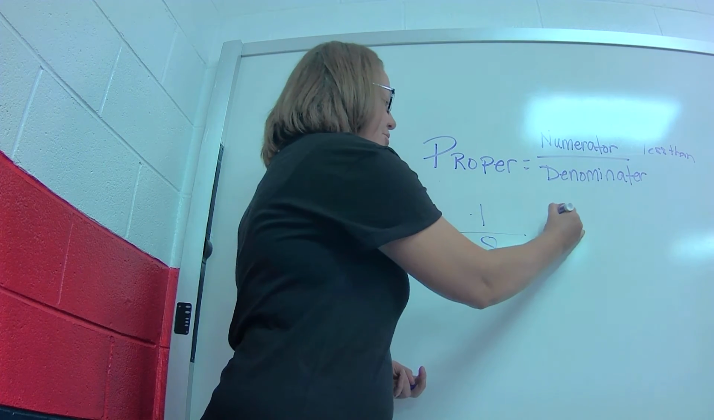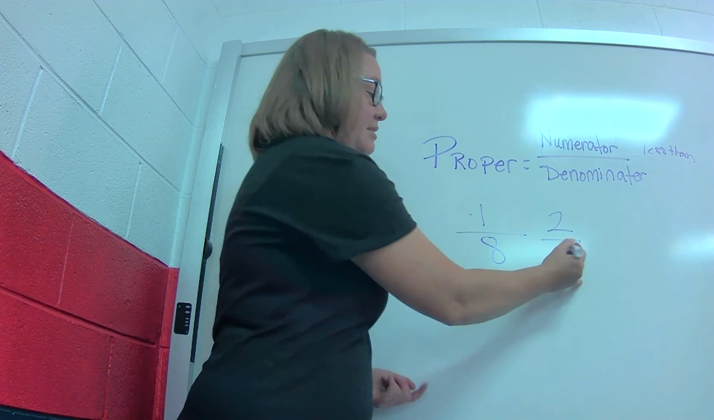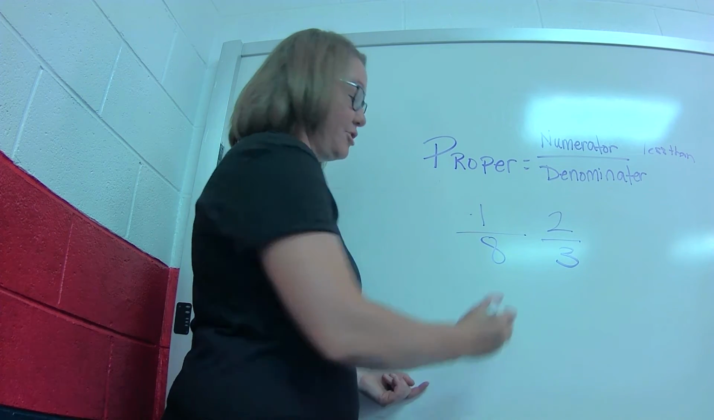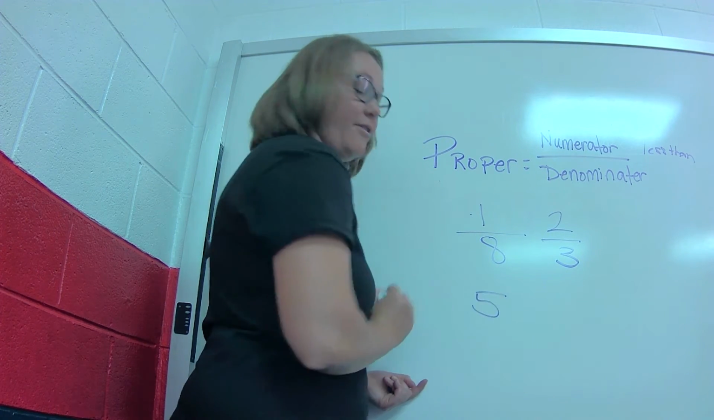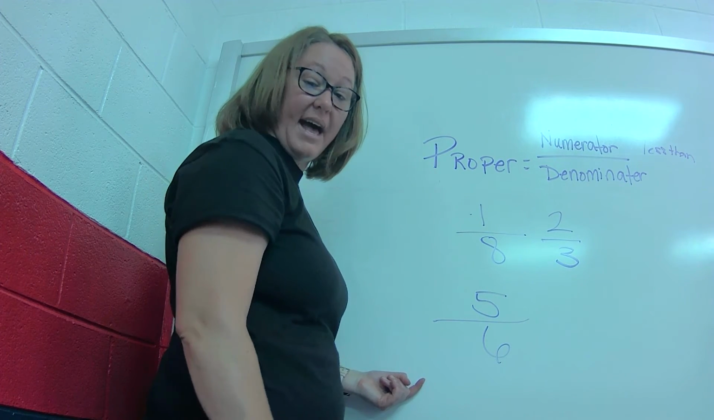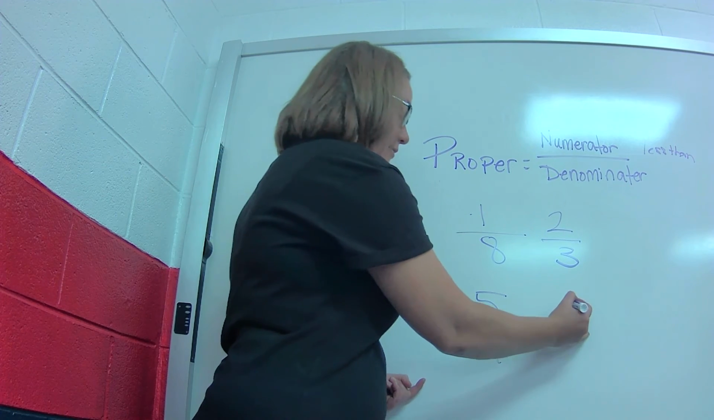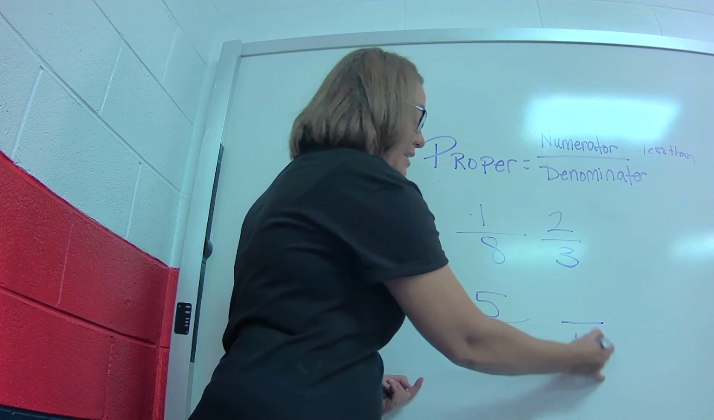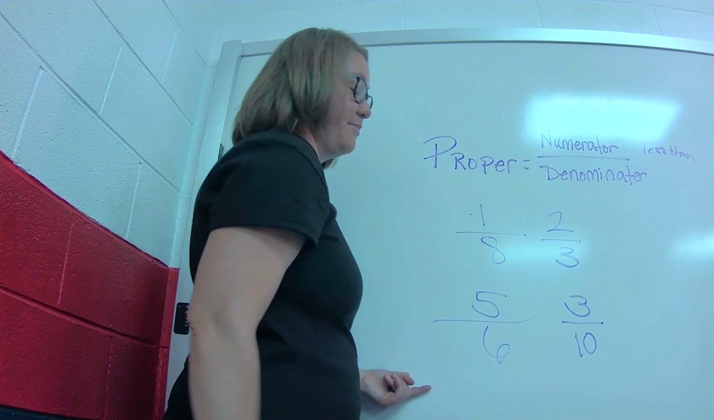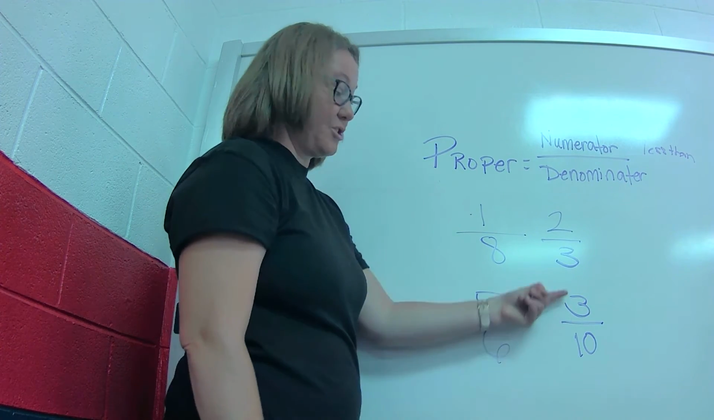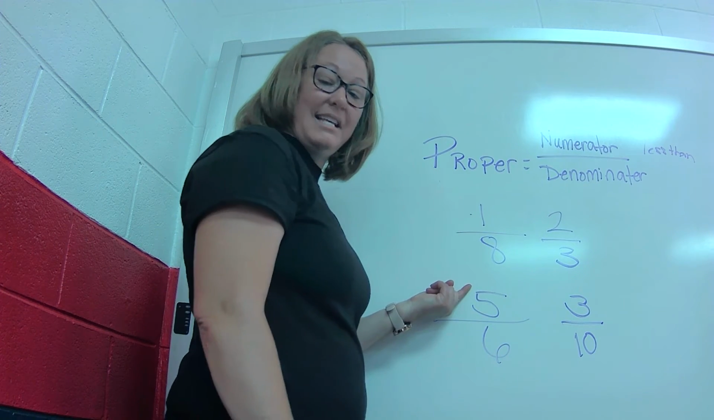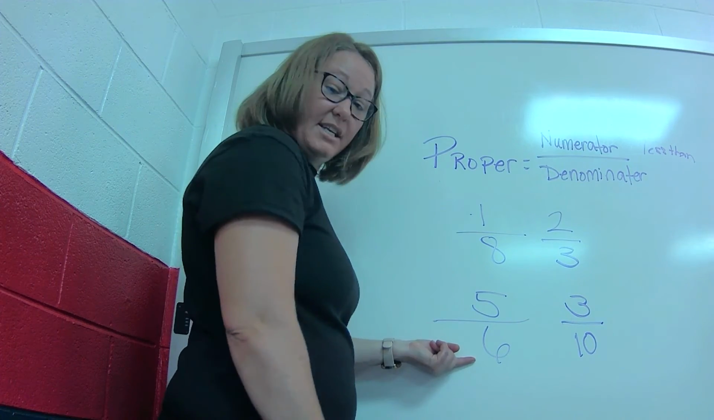So if I took 2 pieces out of the 3 pieces I had available, I have a proper fraction. If I take 5 pieces out of 6 total pieces, I have a proper fraction. If, say, you have a total of 10 pieces of candy and you ate 3 of them, you have a proper fraction. Again, a proper fraction is my numerator is less than my denominator.